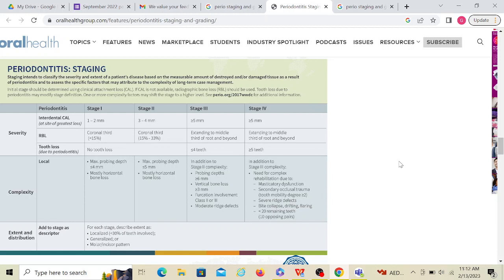Now in 3 to 4 mm of recession, you would mostly find a minimum amount of bone loss, which would be horizontal. If there was a vertical bone loss, your recession level would have been more. So 3 to 4 mm will have mostly horizontal bone loss.